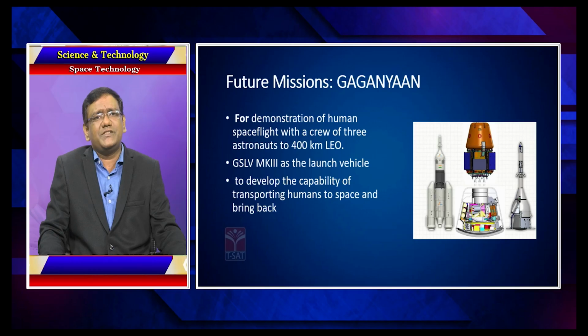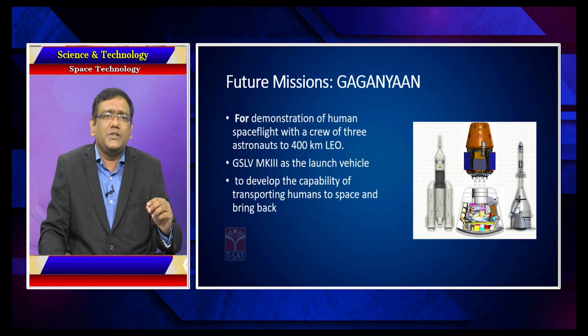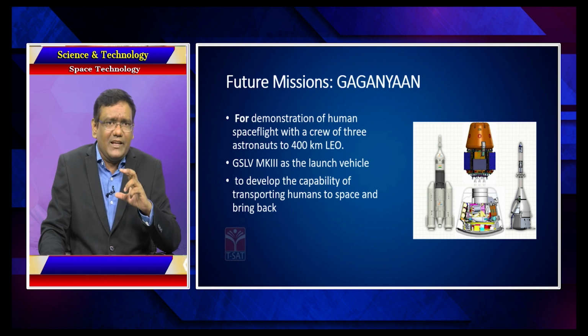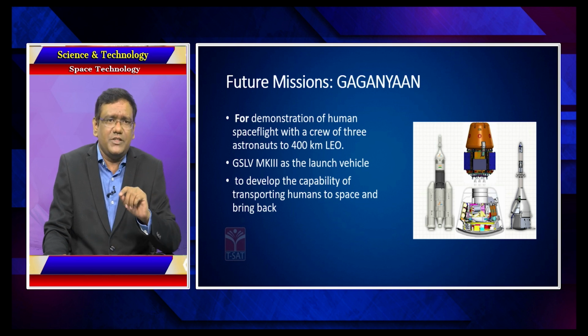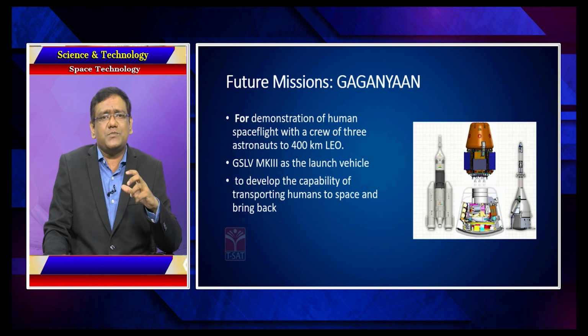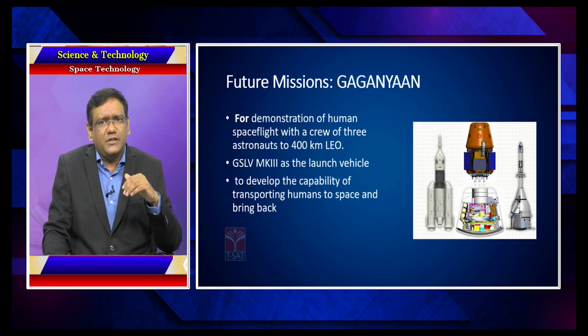Another future mission is Gaganyaan. This Gaganyaan is for demonstration of human space flight with a crew of 3 astronauts to 400 kilometers. So this 400 kilometers is a LEO. The launch vehicle that we are going to use is GSLV Mk3. So this mission is to develop the capabilities of transporting humans to space and bringing them back to Earth. So this is the objective of this mission.